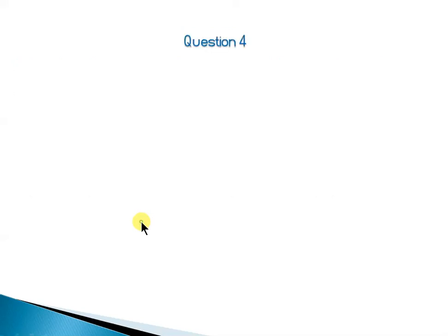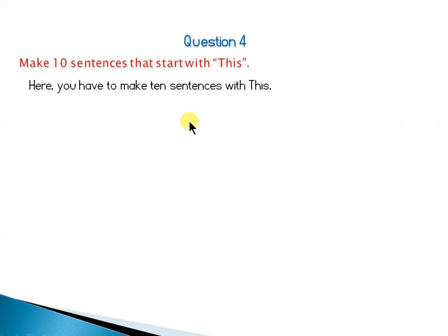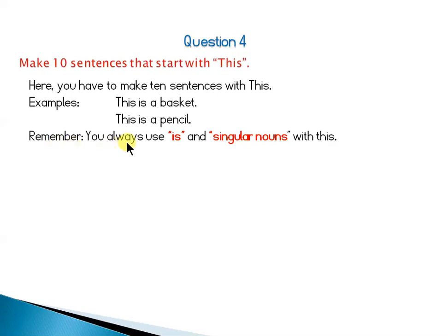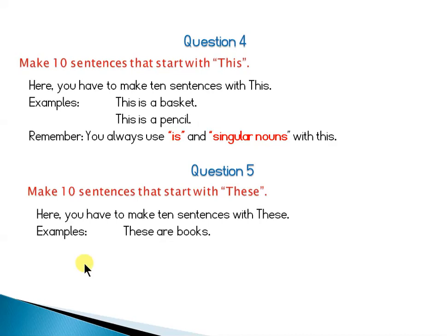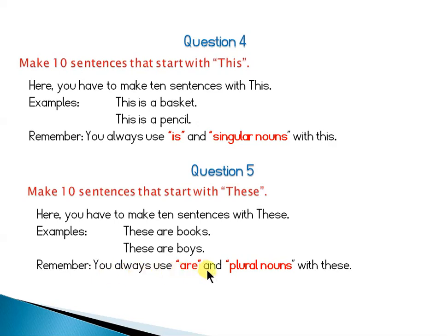Now comes to question number 4. Make 10 sentences that start with this. Examples. This is a basketball basket. This is a pencil. Remember, you always use is and singular nouns with this. Now comes to question number 5. Make 10 sentences that start with these. Here you have to make 10 sentences with these. Examples. These are books. These are boys. Remember, you always use are and plural nouns with these.